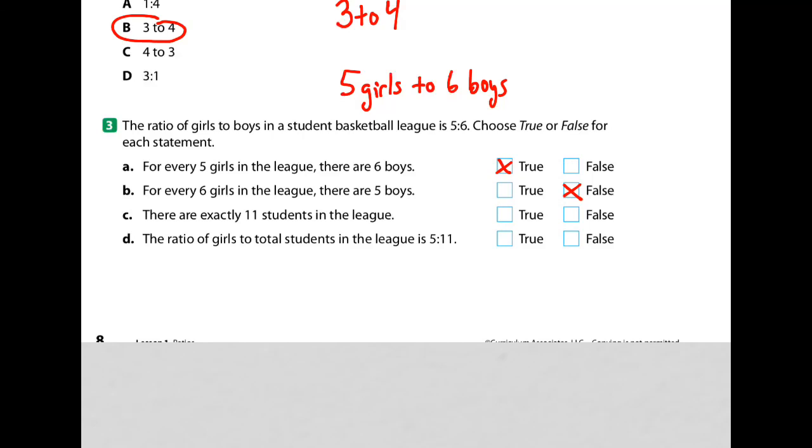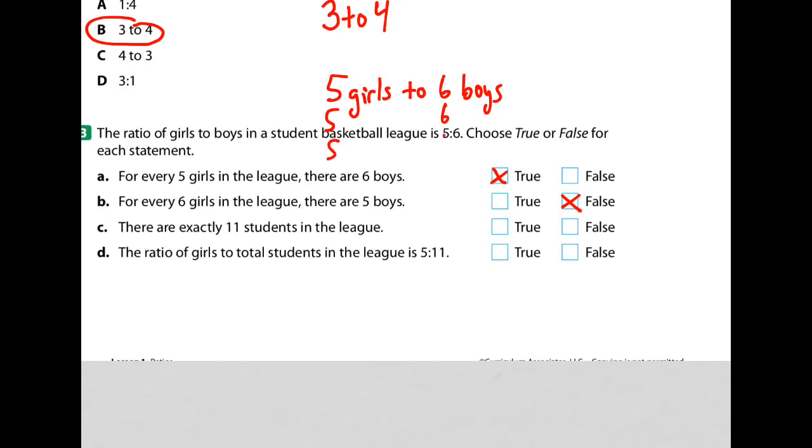Now, this one tricks a lot of people because they think, oh, if you just add up 5 and 6, you'd get 11, which must be true. But no, there could be 11 students in the league. But remember, 5 to 6 means maybe there are 5 more girls and 6 more boys on another team. Well, that would add up to 22. Maybe there are 5 more girls and 6 more boys on another team. Okay? That would add up to 33.